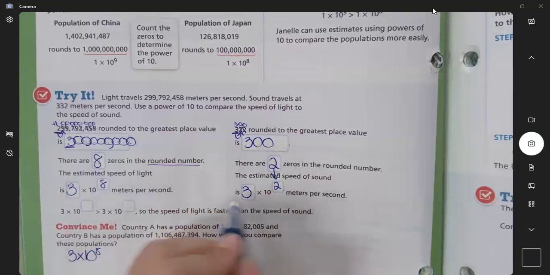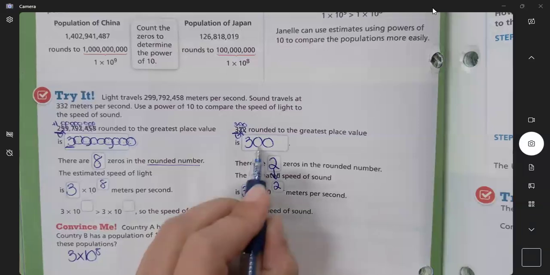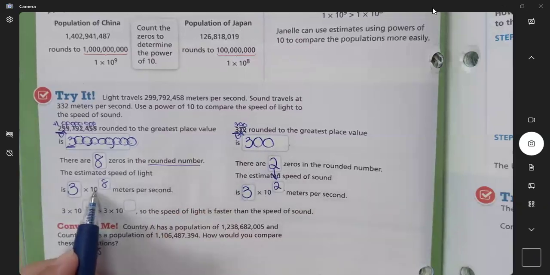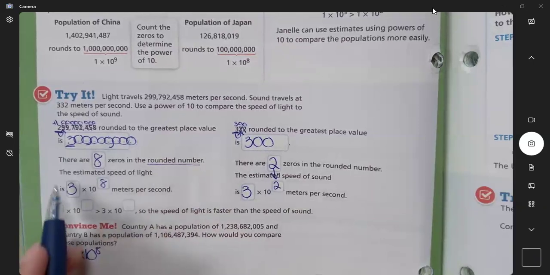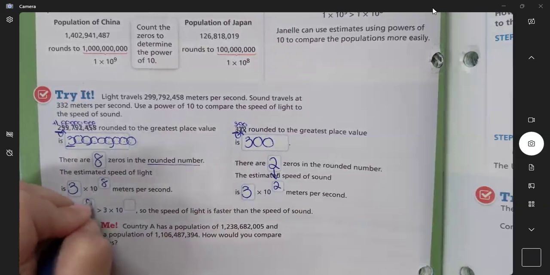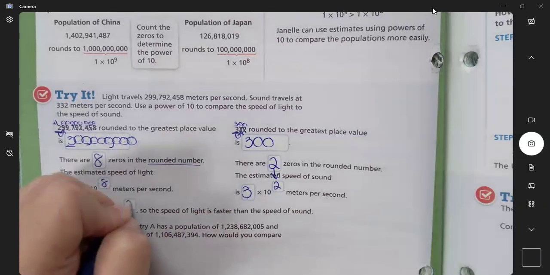Anywho's. So 10 times 10 is 100, and 3 times 10 is 300. So the math works. I just didn't want to make you 10 times itself 8 times, but it would be 100 million. And then 3 times 100 million would be 300 million. So the math works. So now that we have our numbers, we have 3 times 10 to the 8th and 3 times 10 to the 2nd.